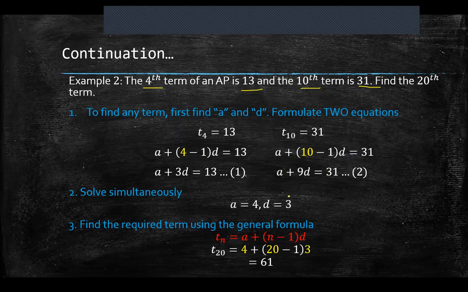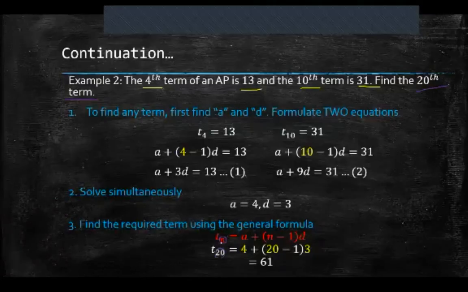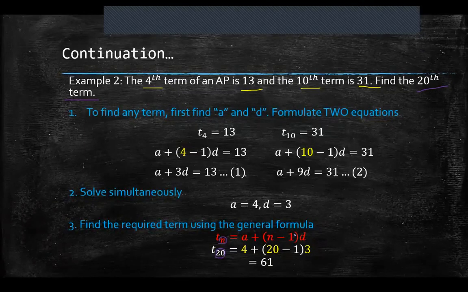Now, and only now that I have my A and my D, I could substitute it into the general formula to get the 20th term. I want the 20th term, meaning that instead of putting n in my general formula, I'm going to replace it with 20. So T20 is equal to A, which is 4, so I put the 4 here, plus n minus 1. We already said that the n is 20. So that's 20 minus 1 by D. We said the common difference is 3, by 3.